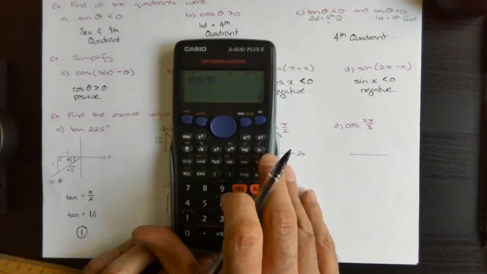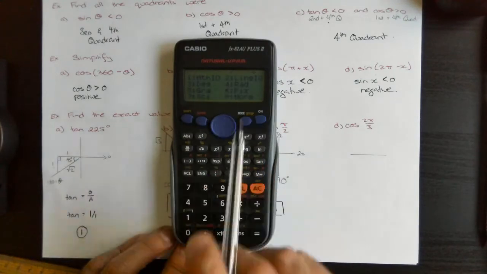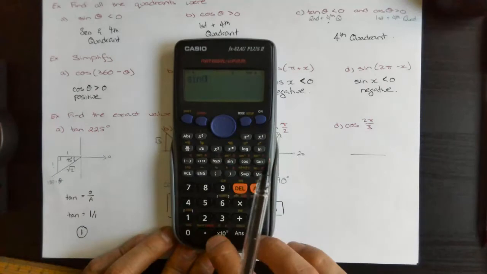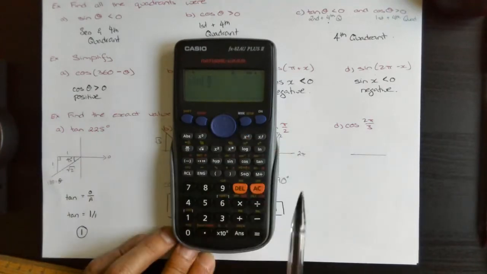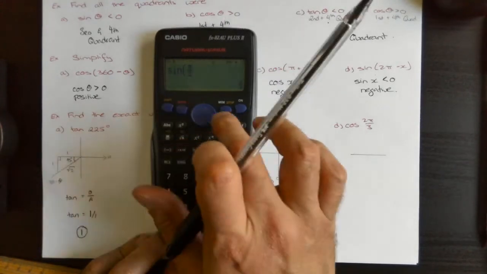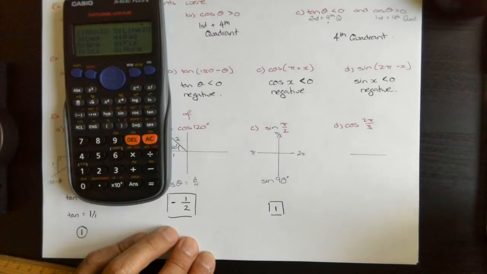Now, obviously, if you were into radians, to go into radians, go to press Shift Mode 4, and we'll go sine Shift pi over 2 to get the solution of 1. Yeah. So you need to be confident in going from degrees into radians and back. Okay, let's look at the next part.